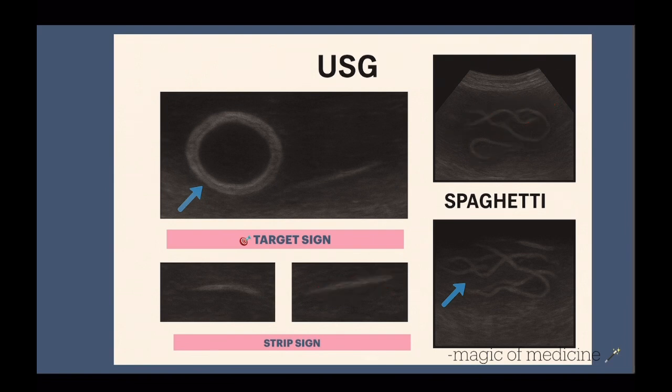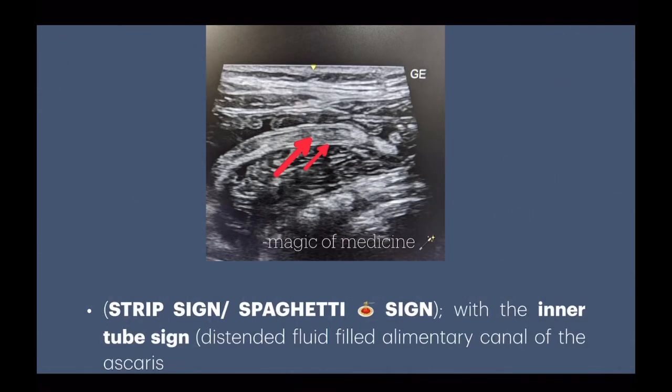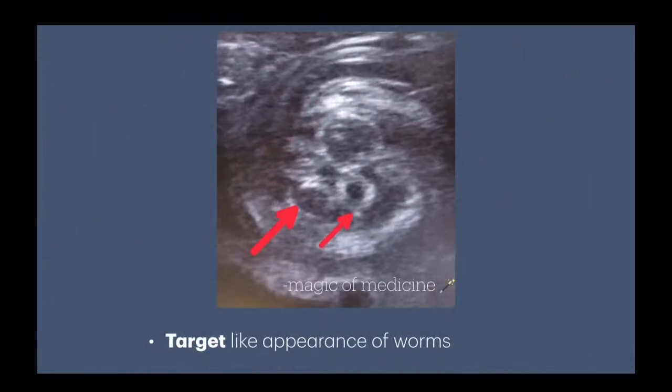Now one by one we will be revising these signs again. So this is strip sign. You can see the worm as parallel echogenic lines with the inner tube sign in the center of the worm representing the alimentary tract of the worm. Next, coming to the cross section image. When we see in the cross section plane, the worm appears as a rounded structure, which is the cross section of the worm, and it gives a target like appearance.